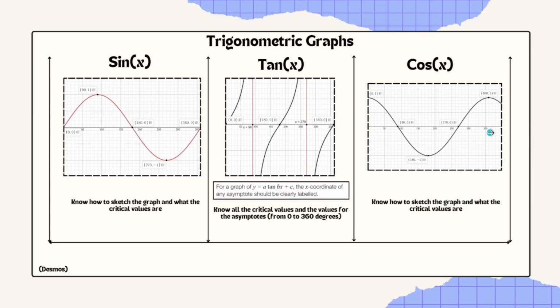Now moving on to trig graphs, you have sin x, tan x and cos x. For sin x, it looks something like this. You need to know all the critical values for your sin x graph, which are at 0, 90, 180, 270, 360. Make sure you know that.